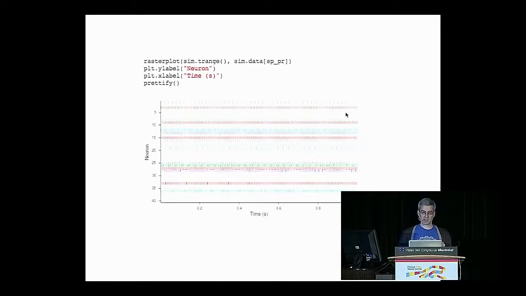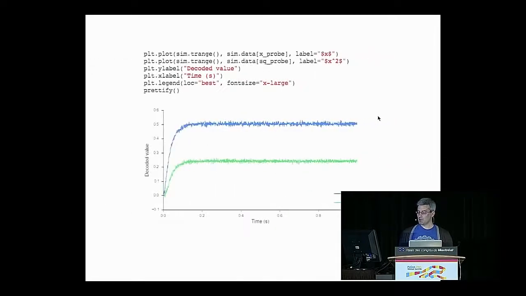But since we have this higher level of abstraction in Nengo, we can also look at the value that these groups of neurons are representing over time. So our X population, the blue curve, very quickly reaches a value of 0.5, which is what we were trying to encode in the first place. And our squared population, the green curve, encodes x squared, which is about 0.25. We're doing a pretty okay job here.